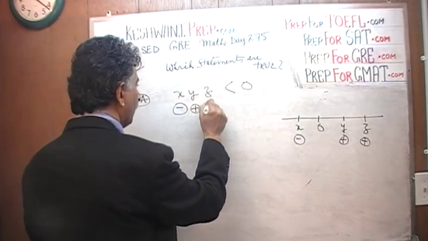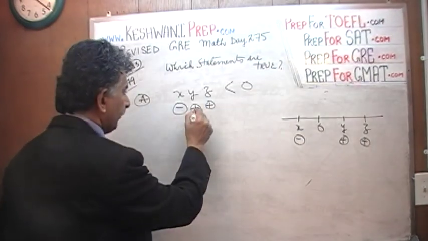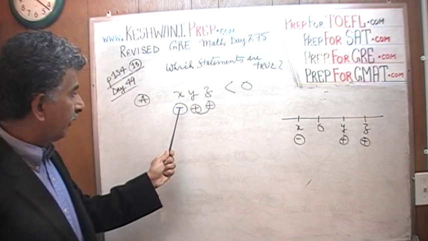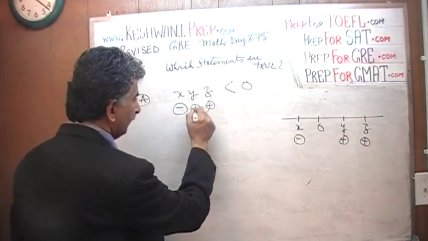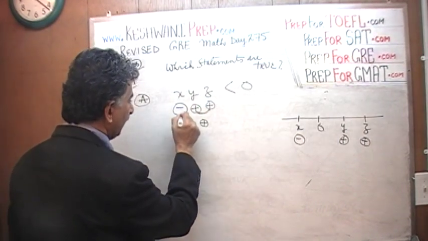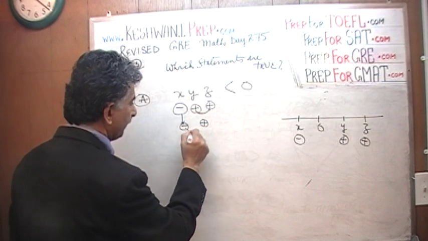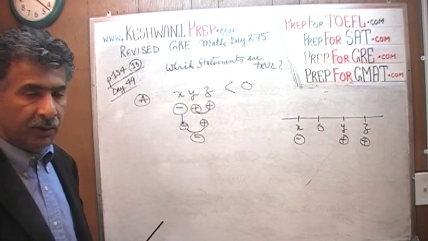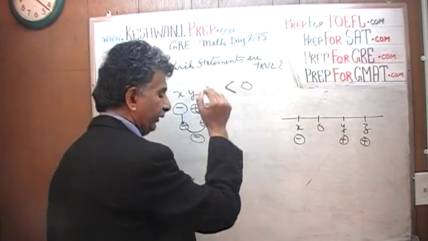So here we have a positive quantity and a positive quantity. Positive times positive is going to be positive, and then positive times a negative is going to be a negative. These two products are going to be positive, and then we bring this down, negative times positive is going to give us negative. So the product of all of these three is going to be a negative quantity, therefore it is less than 0.